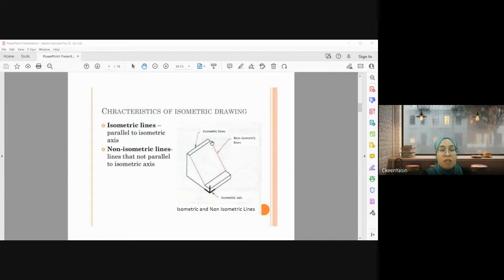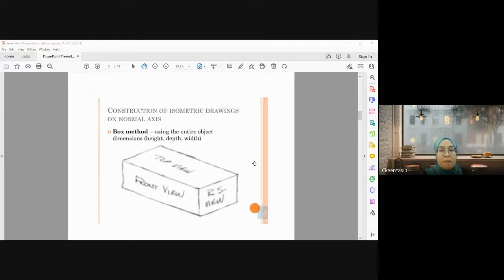And let's say you have non-isometric lines, for example a roof structure or trees. It will look something like this, slanted like this. So isometric has two types, isometric lines and non-isometric lines. Only two, so it is simpler than perspective. This is the main characteristic.